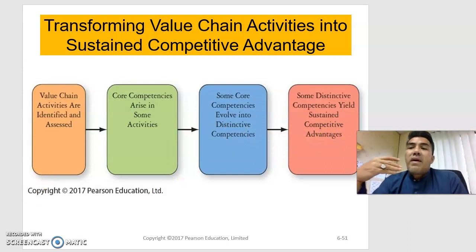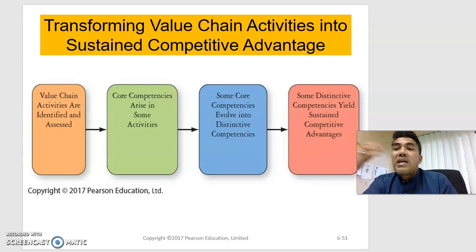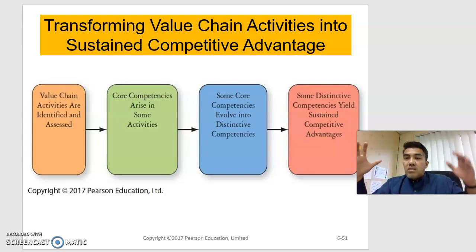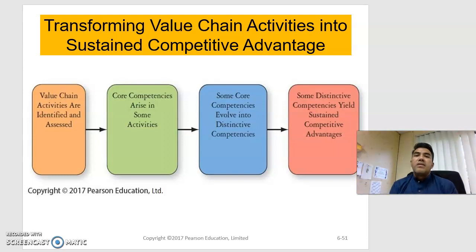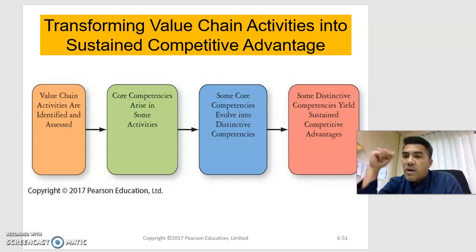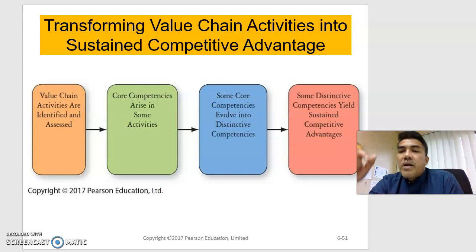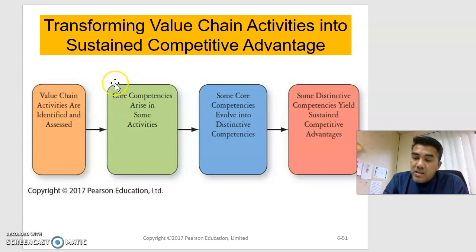For some other organization, maybe they have a tracking system for the whole fleet of the organization. So in their value chain, the activities they identified and assessed, they identified that they have the tracking system, the distribution, and that is considered as their core competency. And this could help in the development of their sustainable competitive advantage in terms of the distribution part, in which they can distribute throughout the country. So that core competency, the fleet, the transportation, could be developed into their distinctive competency.